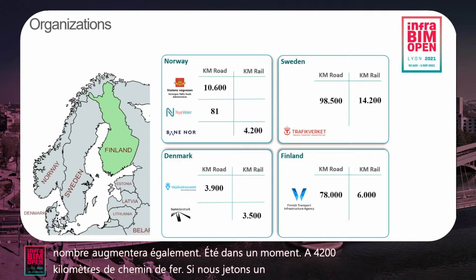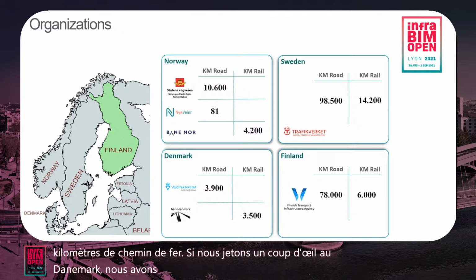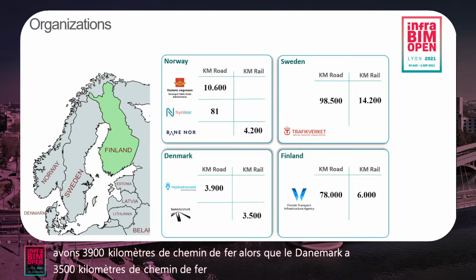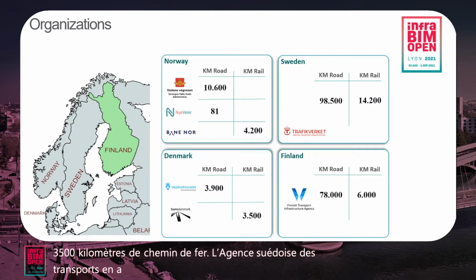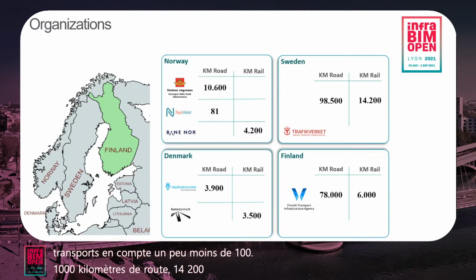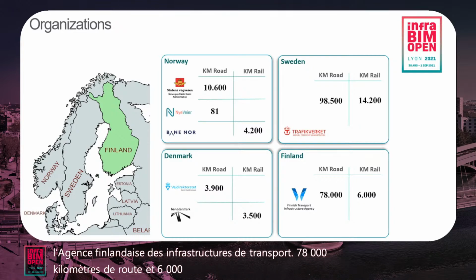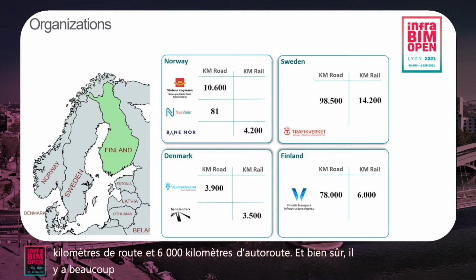If we take a look at Denmark, in the Danish Road Directorate we have 3,900 kilometers of road. In Denmark, 3,500 kilometers of railway. The Swedish Transport Agency has a little less than 100,000 kilometers of road, 14,200 kilometers of railway, and the Finnish Transport Infrastructure Agency, 78,000 kilometers of road and 6,000 kilometers of railway. And of course, there's a lot of numbers here. That's the kilometers that each organization is responsible for.